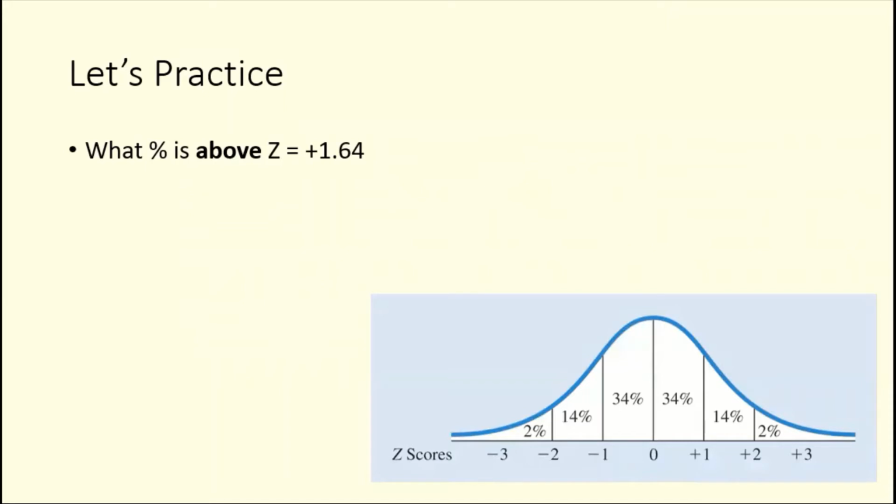Next, I'm going to draw my normal curve and shade this in, finding this z-score. I'm going to make a note to myself here that I am using a z-score of 1.64, and we're looking above that 1.64.